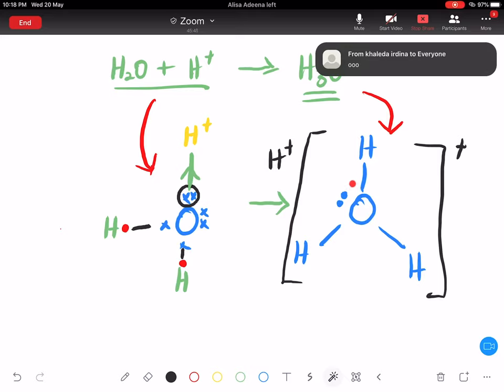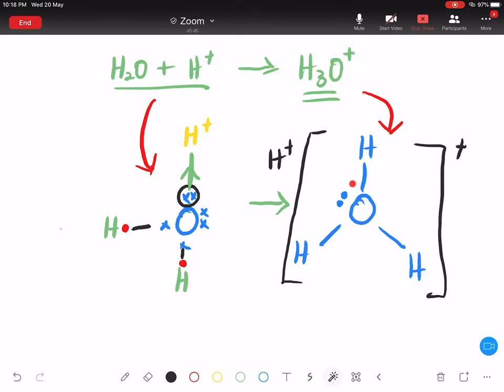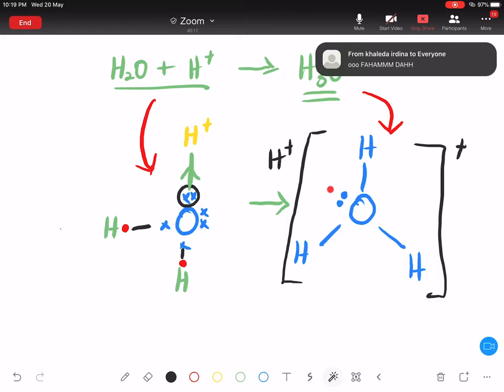Dan juga, dengar satu lagi faktor. There is one more reason. Bila benda ni nak masuk dalam, macam mana dia nak masuk dalam? Ruang dia sempit. The space are too limited. When the space are too limited, it cannot enter. Therefore, the dative covalent bond it can't make it. Faham tak? Dia tak boleh nak masuk. Sebab ruang dia tak cukup.